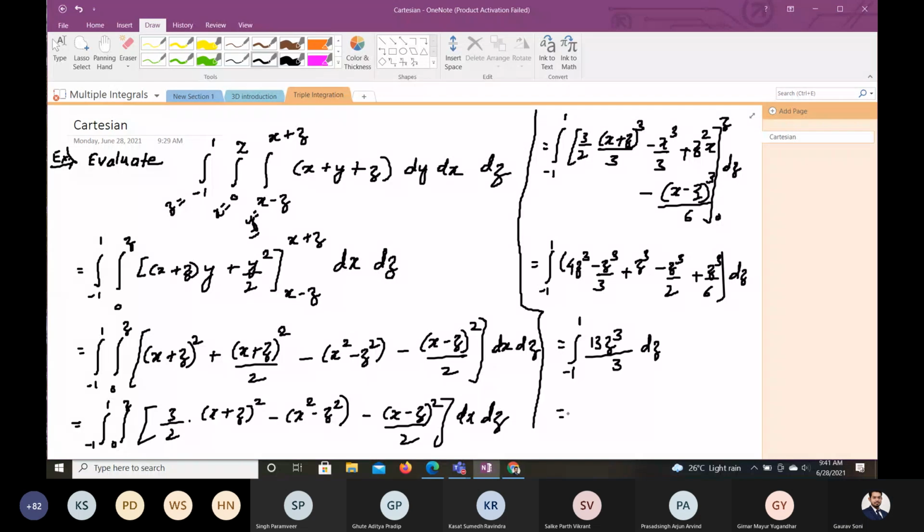Anyone? You should be able to give the answer orally here. 26 by 3. 13 z to the power 4 by 12. No, no. I want the final answer.